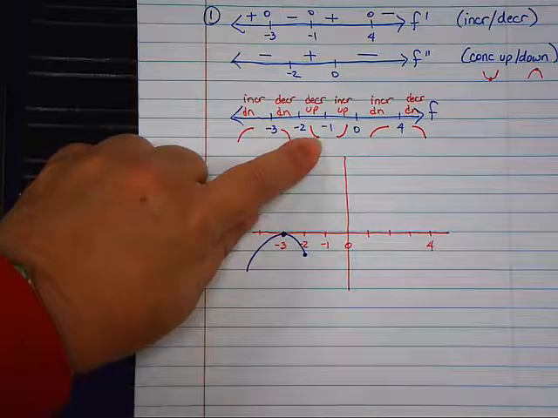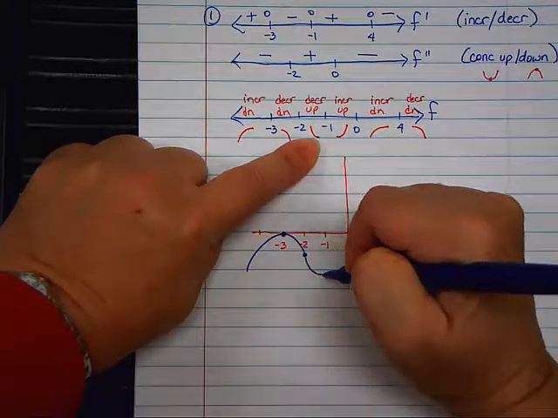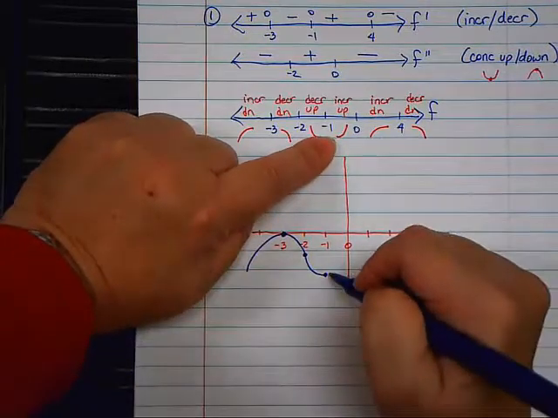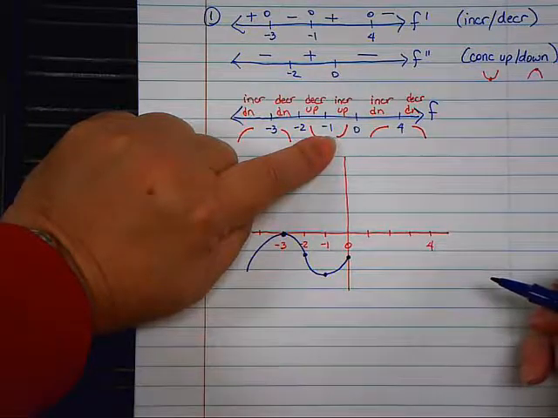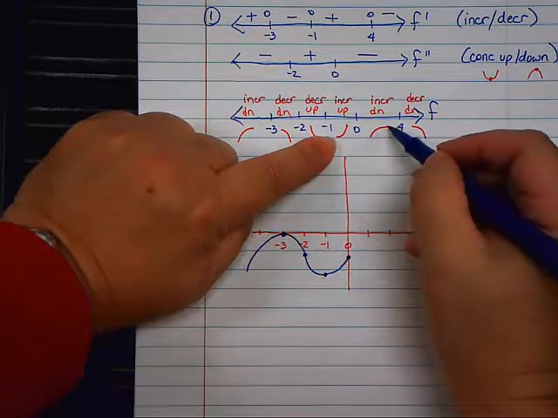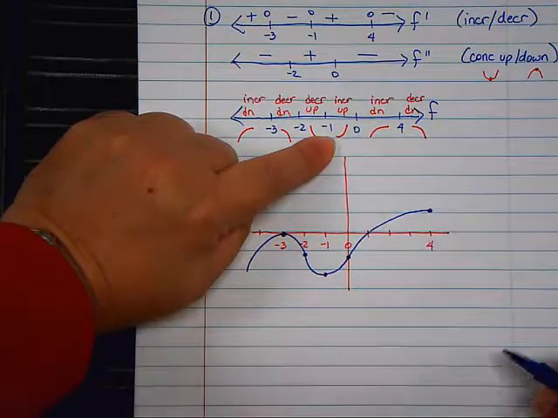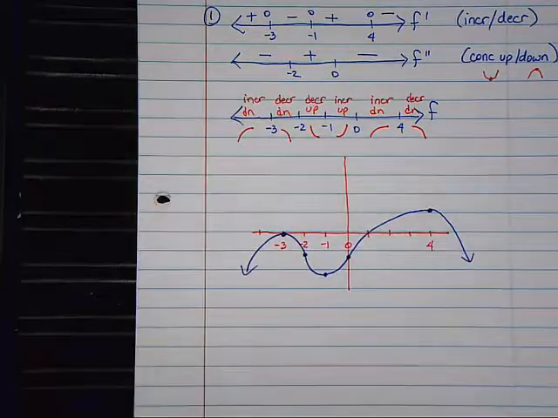Then from -2 to -1, I need to draw the left side of a cup. So that's going to come down like that. -1 to 0, I'm going to draw the right side of the cup. And come up like so. 0 to 4, I've got to draw the left side of a frown. So we're going to go up. I'm going to go up to there. And then past 4, I'm going to draw the right side of the frown. Go down like that. And there's my graph. That is what F looks like. That's all you got to do.